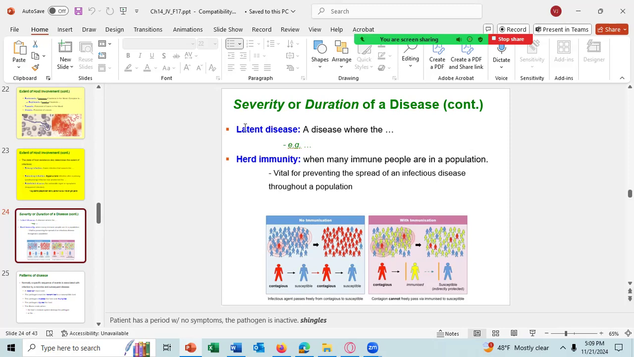So latent can be used with other diseases, but like I said, it's primarily used with viral diseases, especially the herpes family of viruses. Herd immunity is when many people in the population are immune, and then they can protect other people who are not immune. Let me blow this slide up.